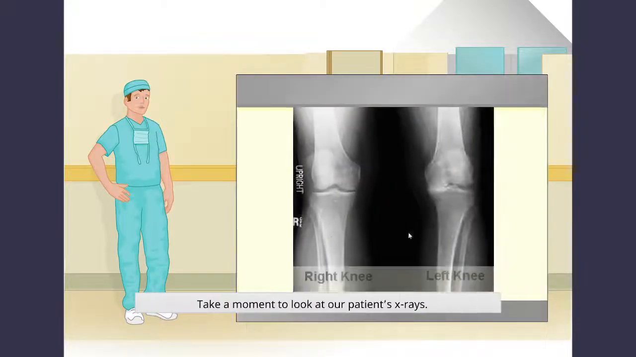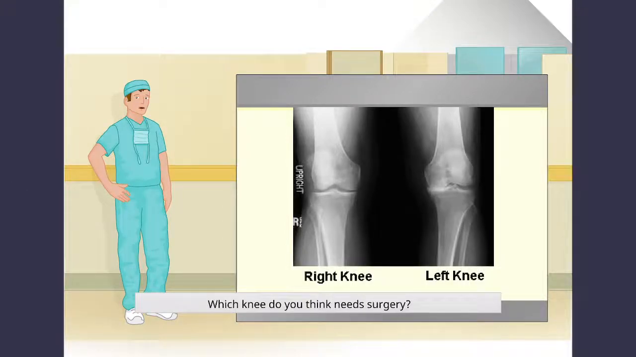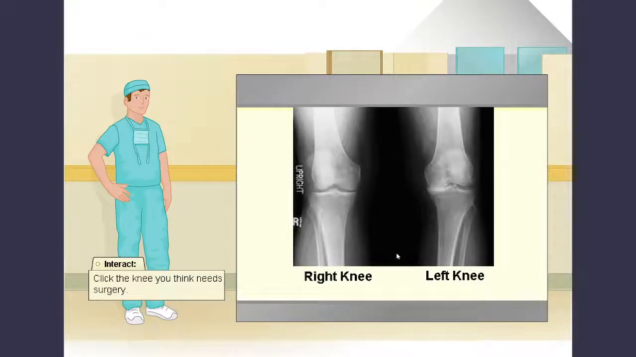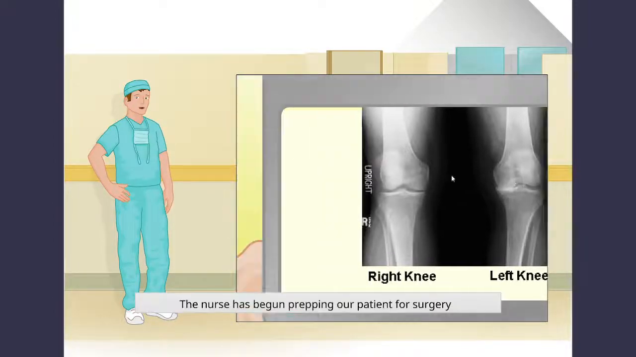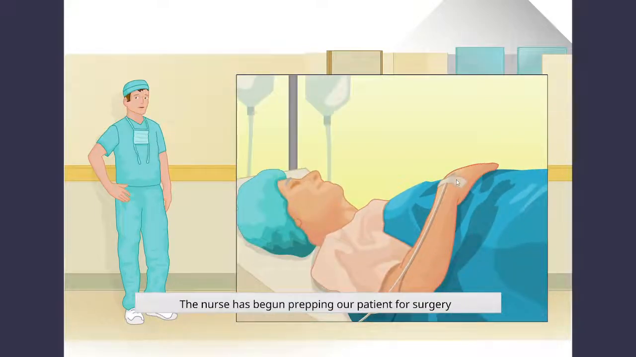Take a moment to look at our patient's X-rays. Which knee do you think needs surgery? Sorry, his right knee appears fairly normal. His left knee appears worn down and lacking cartilage, which is likely the cause of his pain. The nurse has begun prepping our patient for surgery by placing an IV needle in his right hand.